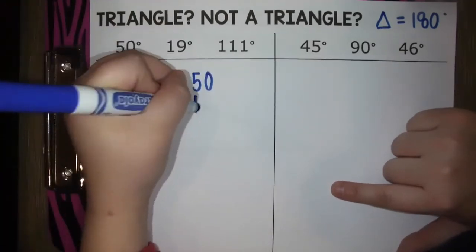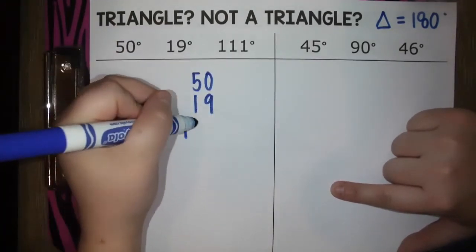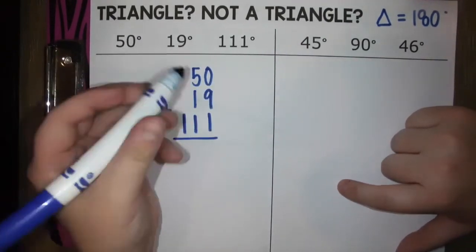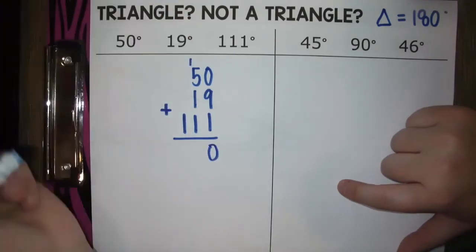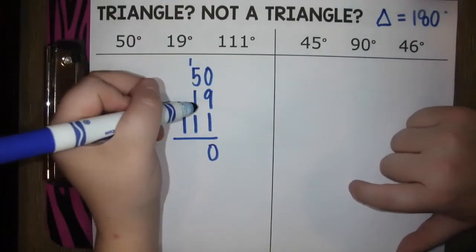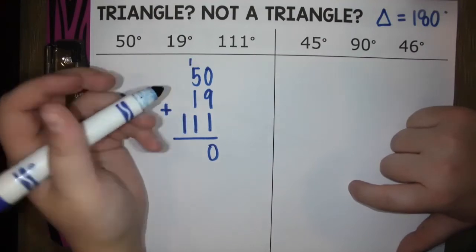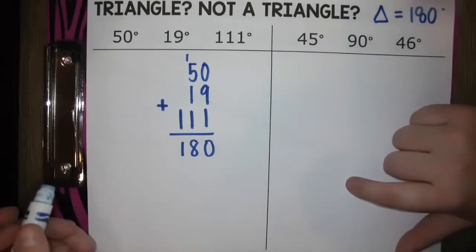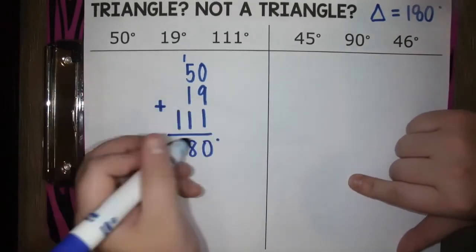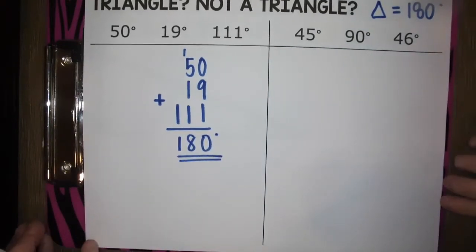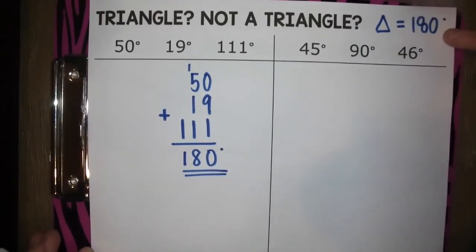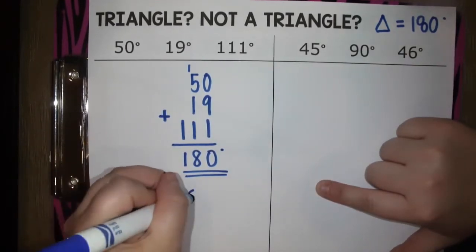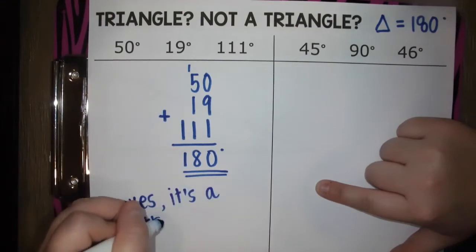50 degrees plus 19 degrees plus 111 degrees. 0 plus 9 plus 1 is 10, so I'll put down my 0 and carry my 1. 5 plus 1 plus 1 plus 1 is 8. And then 1 plus nothing is still 1. So all of those degrees together give me 180 degrees. And we know that when we have 180 degrees, we have a triangle. So we can say, yes, it's a triangle.